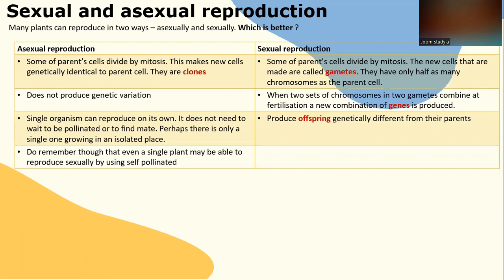On the other hand, in sexual reproduction, some of the parent cells divide to make new cells called gametes. They have only half as many chromosomes as the parent cell. Secondly, when two sets of chromosomes in two gametes combine at fertilization, a new combination of genes is produced. On top of that, sexual reproduction also produces offspring genetically different from their parents.